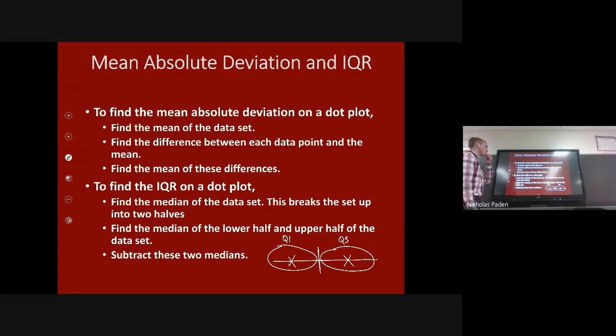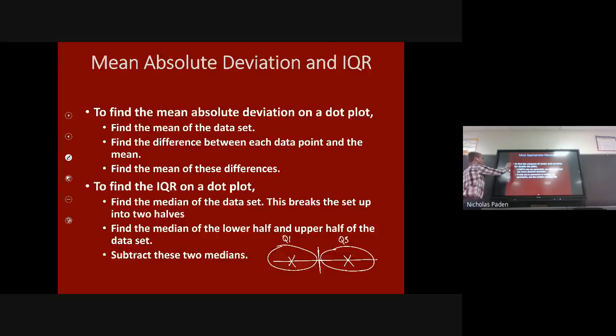So what we're going to do is find the median. This breaks it up into two halves. Find the median of the upper half and the lower half, and then subtract those two because that's Q3 and Q1. So thinking back to yesterday with the double box plot, that's what Q3 and Q1 were. It just visually showed us that on the box plot. For the double dot plot, we've got to do a little bit of work to find that.